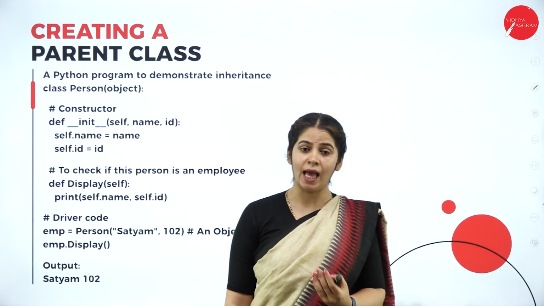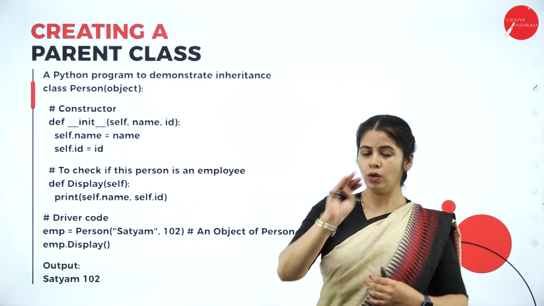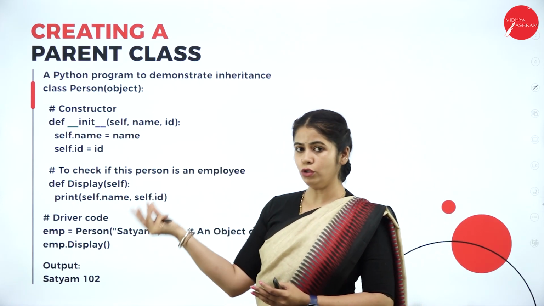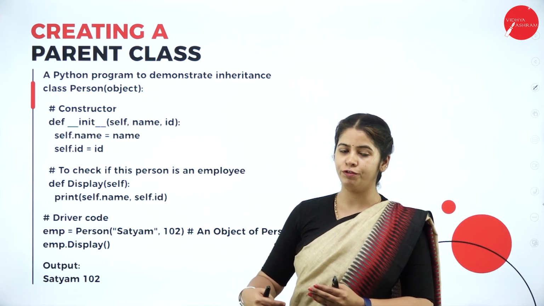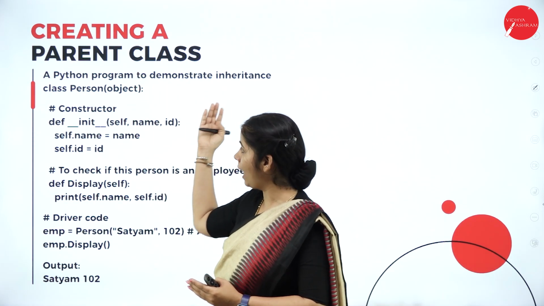How to create the class? First, how to create the parent class. You know how to create a class with the keyword class, and then the class name. We have to create the class with the body of the class, wherever we have to define the functions or the attributes of the class. See how to create the parent class.